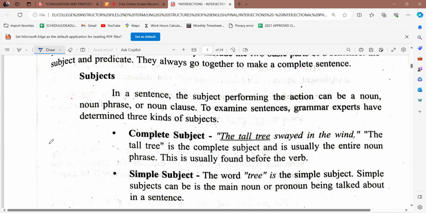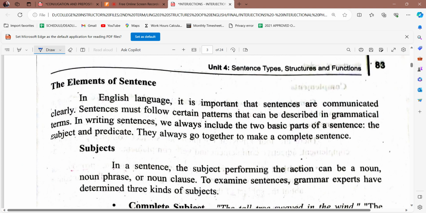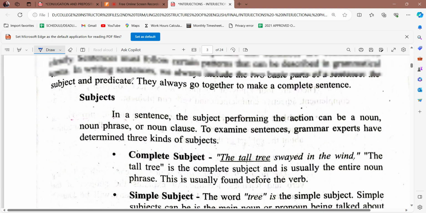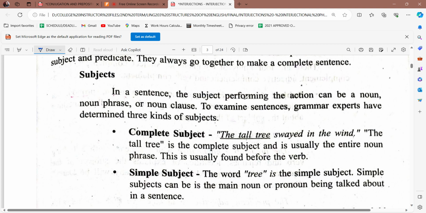Okay, so let's go to the elements of a sentence. In the English language, it is important that sentences are communicated clearly. Sentences must follow certain patterns that can be described in grammatical terms. In writing sentences, we always include the two basic parts of a sentence, the subject and predicate. They always go together to make a complete sentence. So here we have the subject. In a sentence, the subject performing the action can be a noun, noun phrase, or noun clause.